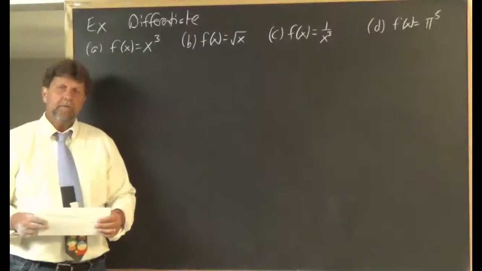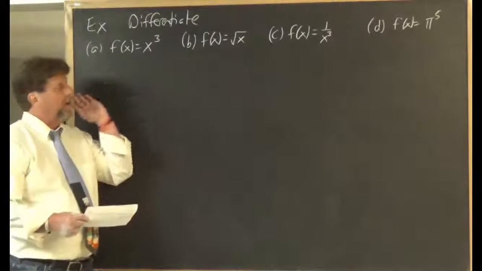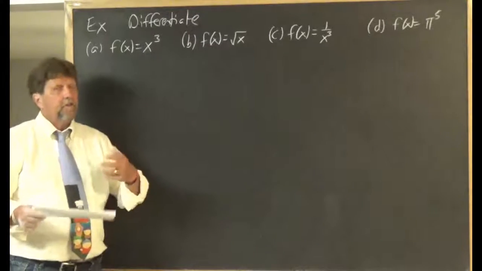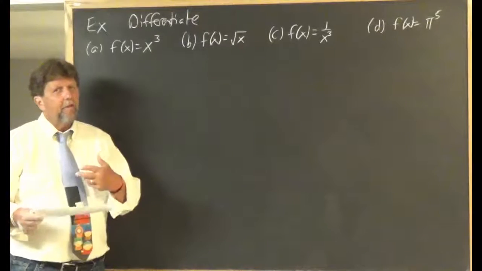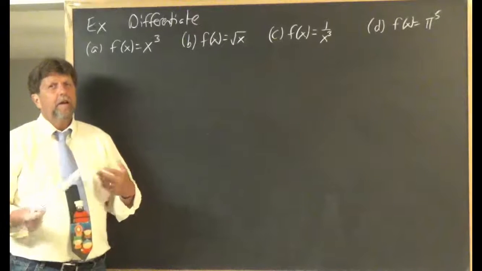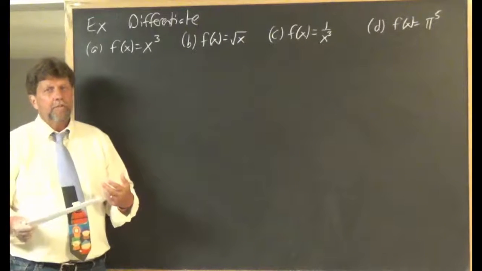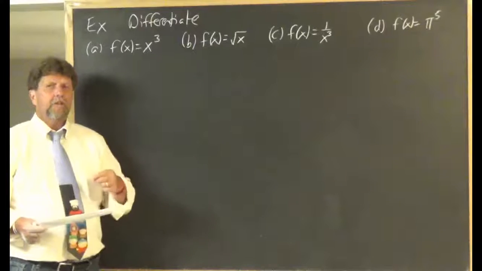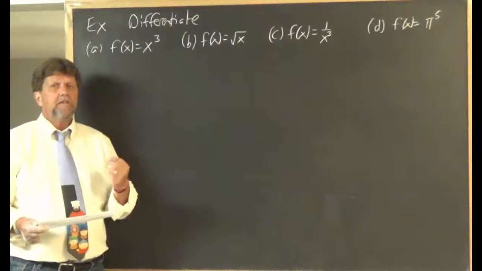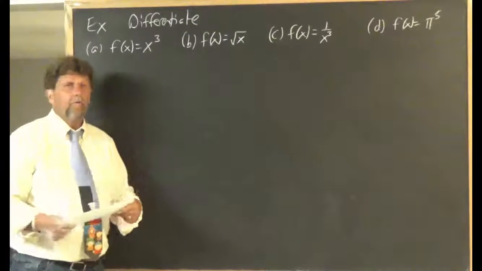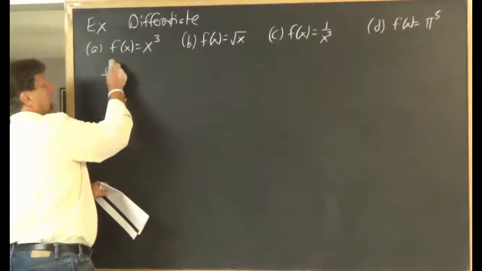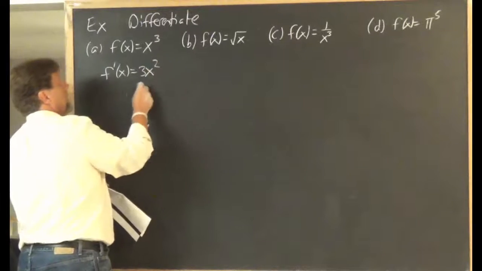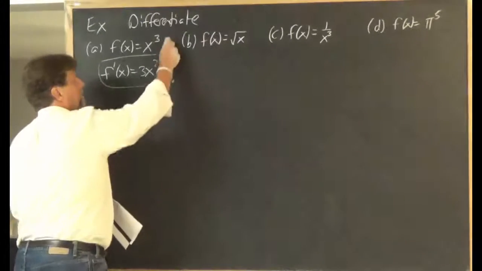Hey folks, in this example we were asked to differentiate 4 different functions, parts A through D. Differentiation is looking a lot more friendly now that we're having some shortcuts, some of these rules that allow us to compute derivatives just like that. So in part A, the function is f of x equals x cubed. The power rule tells us immediately the derivative is 3x squared. That's it.